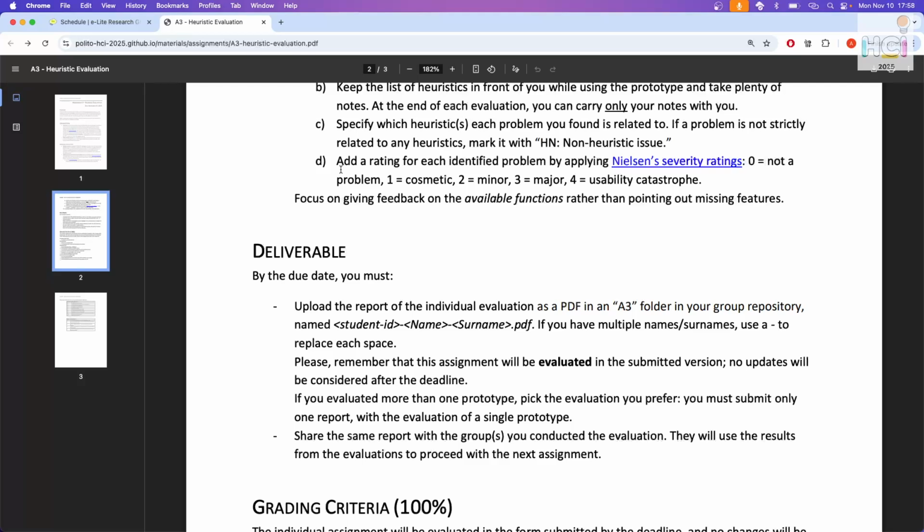Please remember that this assignment will be evaluated in the submitted version. So you cannot change it, you cannot integrate it after the deadline, okay? And if you don't submit it by the deadline, you won't get the up to 6 points for the assignment. So it's one shot. Again, if you evaluated more than one prototype, maybe to help another group that is looking for an additional evaluation, pick the evaluation that you prefer, the one that you think is better, because you must submit only one report, okay?